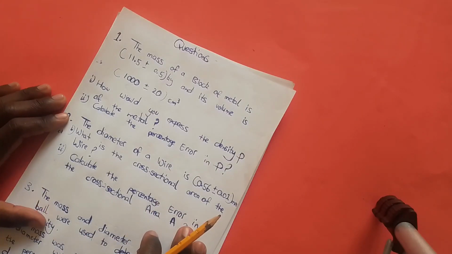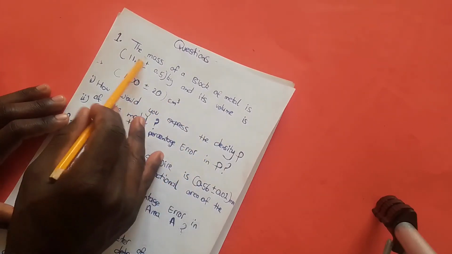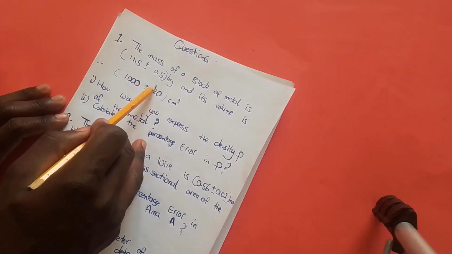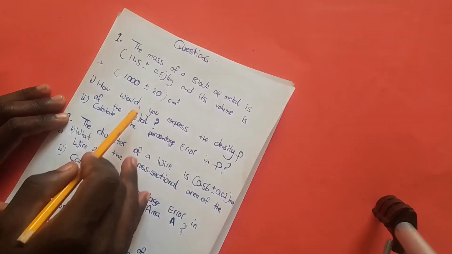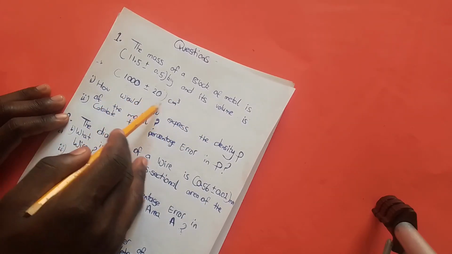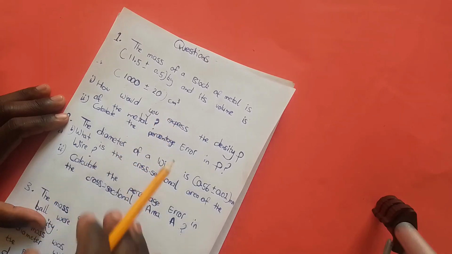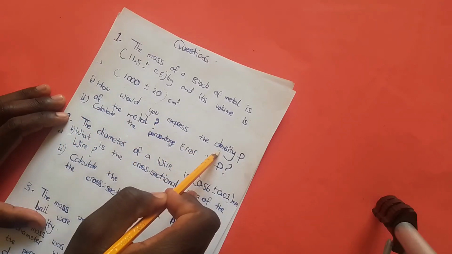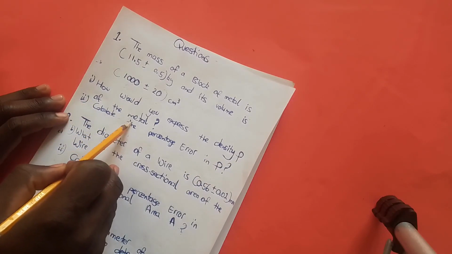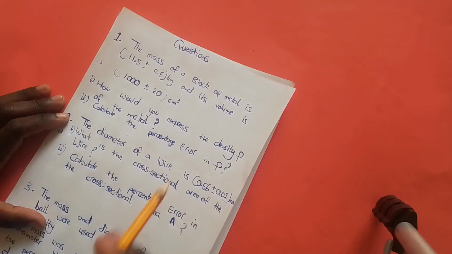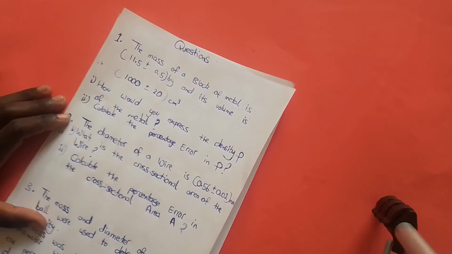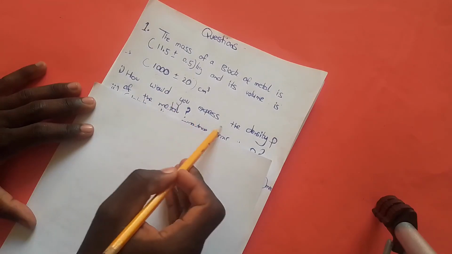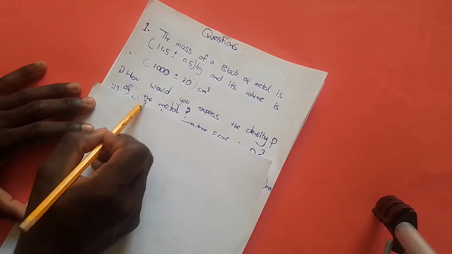Pay very close attention. Question 1 says that the mass of a block of metal is 11.5 plus or minus 0.5 kilograms and its volume is 1000 plus or minus 20 cubic centimeters. How would you express the density rho of the metal? Let me take a blank paper and work this through. Firstly, let's take note of the question.